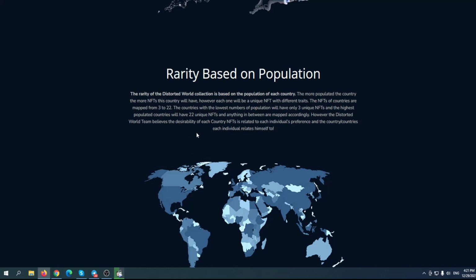It means that, for example, Andorra will have only 3. On the other side, China and India will have 22 of them, right? And anything in between are mapped accordingly.